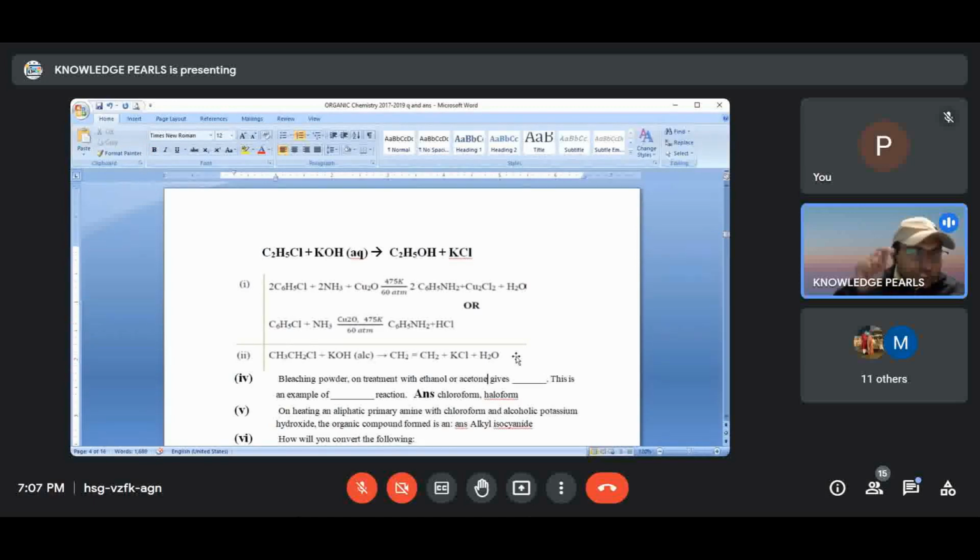Bleaching powder is needed only in the preparation of chloroform and iodoform. So here, bleaching powder is used, and either ethanol or acetone can be used to prepare chloroform. So this was the answer, and the reaction is the haloform reaction.